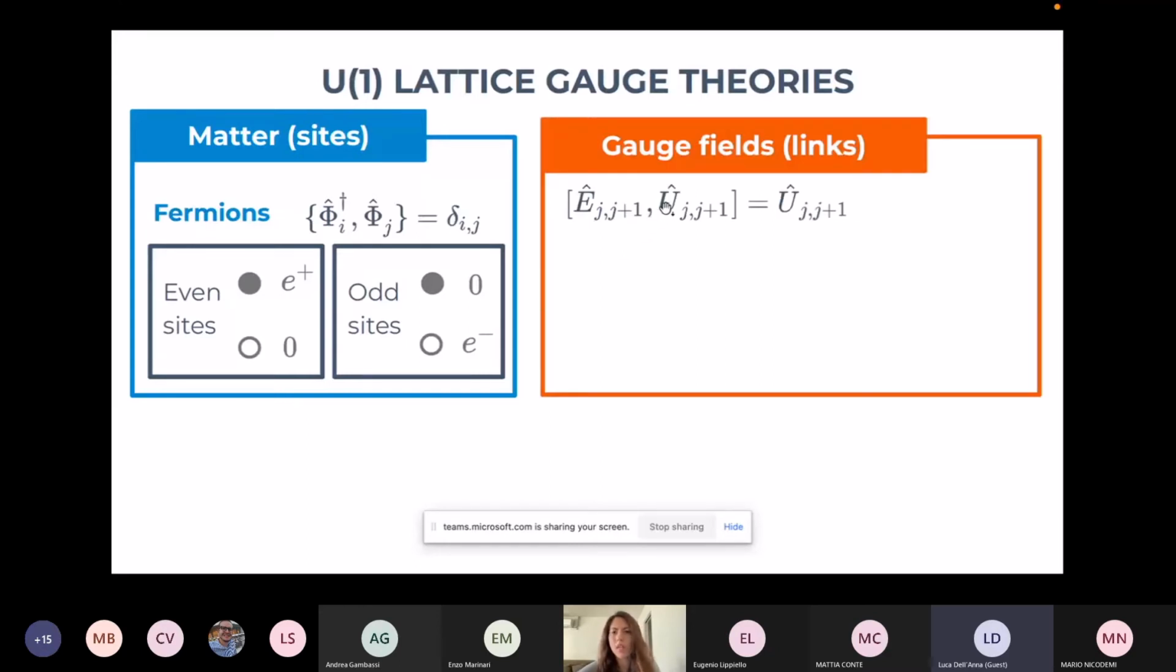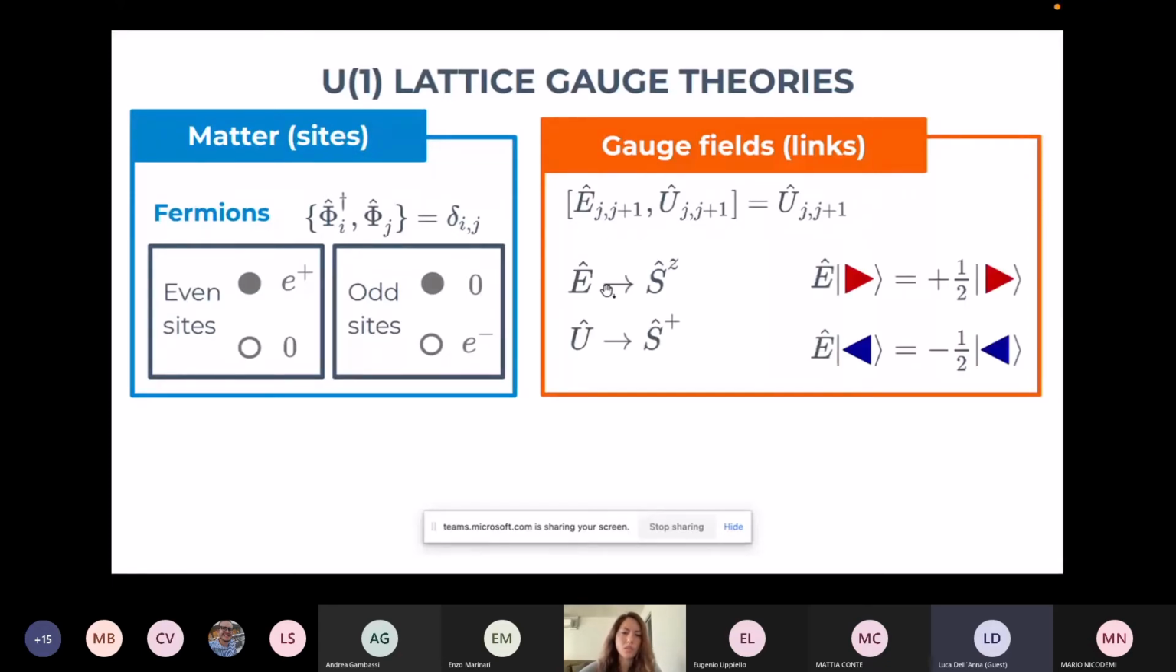Then we need some gauge fields. So as I said, these will be on the links of the lattice, and we define two operators. We define E, the electric field, and we define U, that's called a parallel transporter. And this is the commutation relation. And so in this case, it is convenient to represent these operators as spin operators. So this E will be the S^z operator, and this U will be the S^+ operator. So this is satisfied. And in particular, we will focus on the case where this is spin 1/2. And so the electric field has two eigenstates, which I will pictorially represent with these arrows going to the right or to the left. And okay, so this is our gauge field.